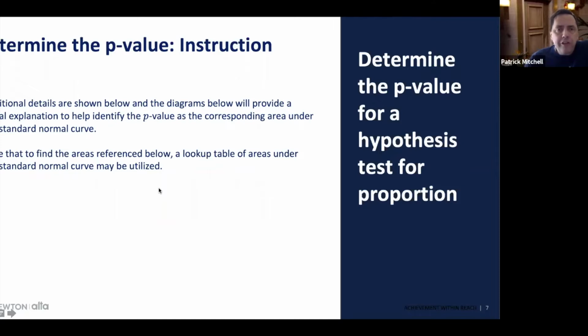Additional details are shown, and the diagrams will provide a visual explanation to help identify the p-value as the corresponding area under the standard normal curve. Note that to find the areas referenced on the next few slides, a table of areas under the standard normal curve may be utilized. We call that table A2.